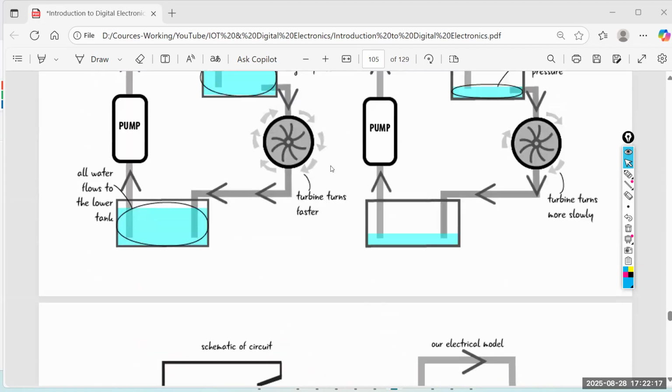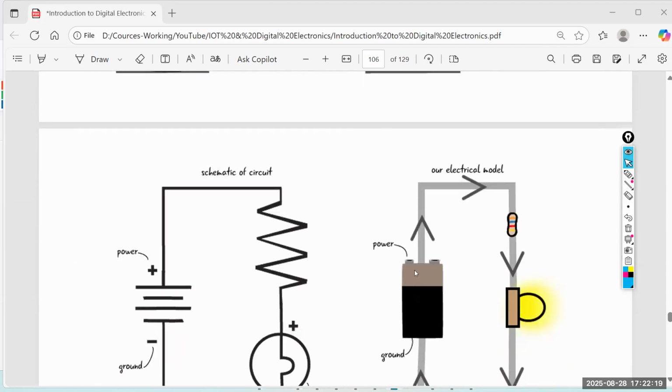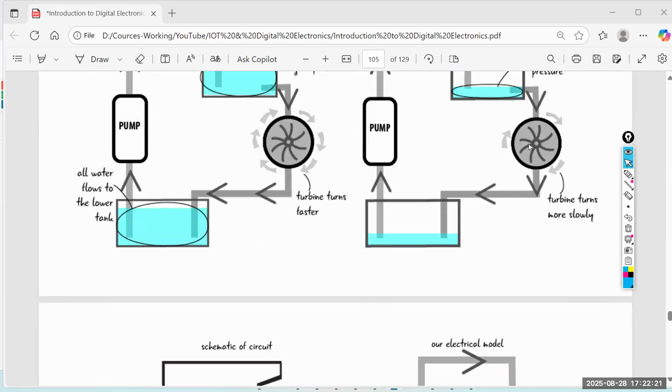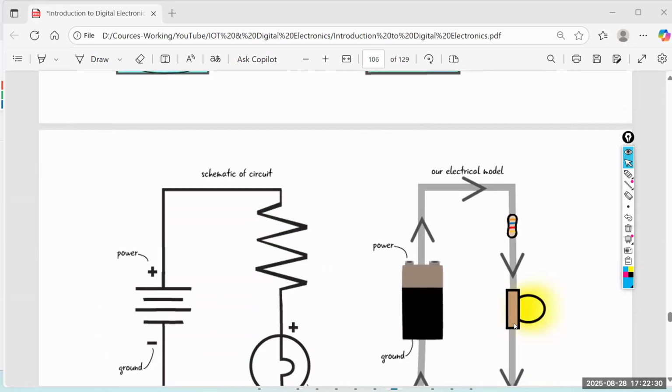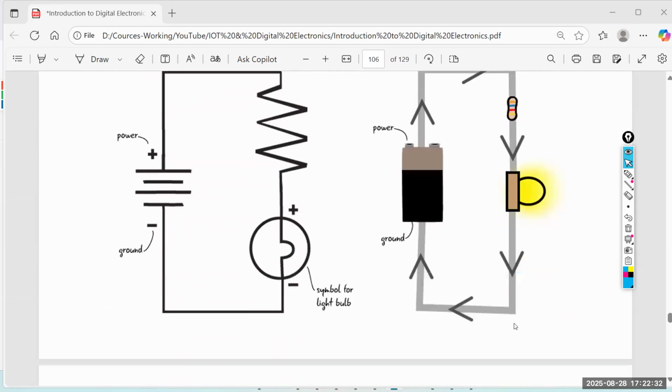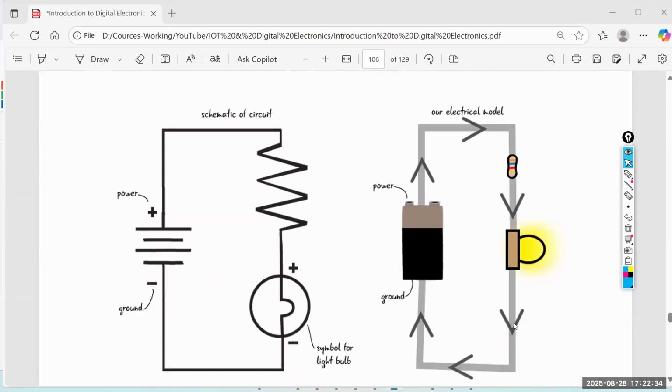So now your pump is replaced by a battery. Your turbine is replaced by a bulb. And of course the small resistors, so that your bulb does not get overloaded. And remember, in electronics we always consider that it is positive things going from this to this. But in reality, electrons go from here to here.